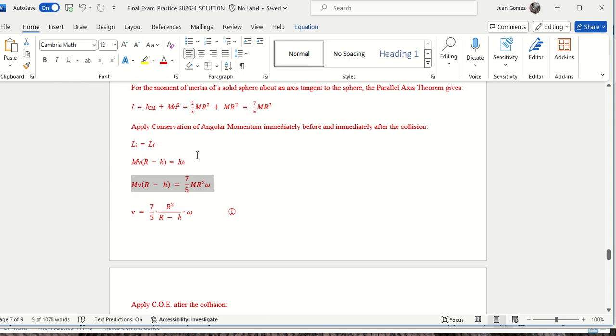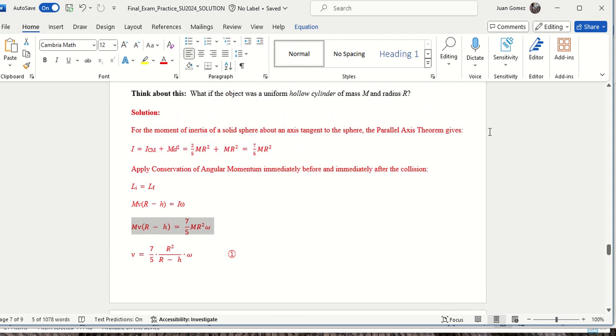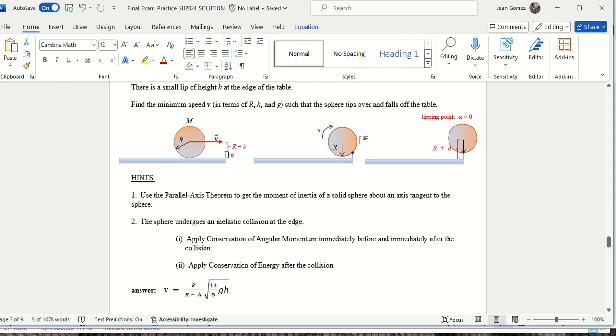Now remember, the rubric is that when you apply Li equals Lf, conservation of angular momentum, you solve the angular momentum equation for v, not for omega. It's much easier. A lot of you, again, in exam 4, solved it for omega and not v, which is ridiculous, and you're making the problem harder than it needs to be. So solve the angular momentum equation for v. Nothing complicated. That gives you equation 1: v is 7/5 R squared over (R minus h) times omega. Now, remember, we need to apply conservation of energy immediately before the collision.